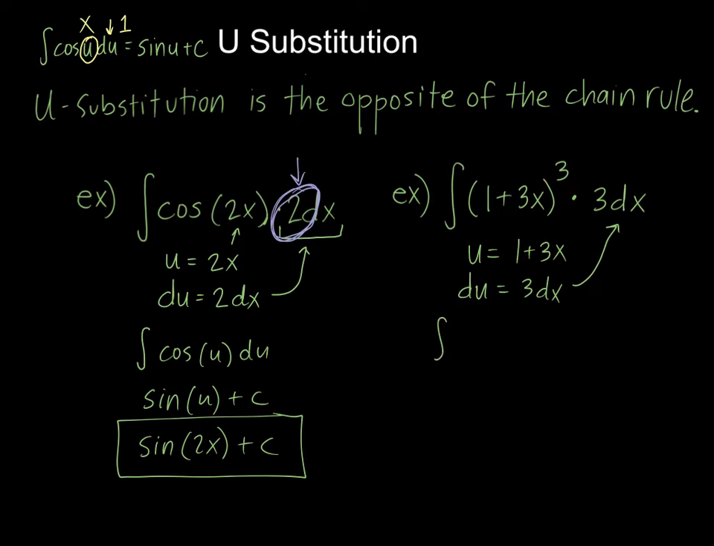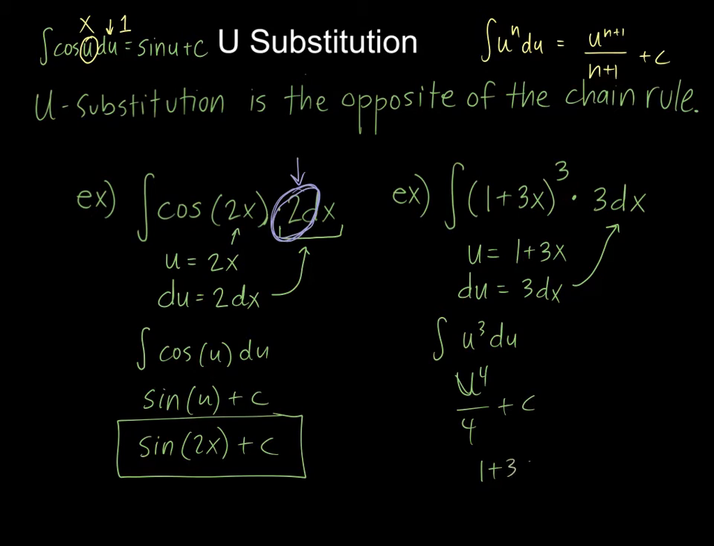So if I substitute, I have u to the third du. And my power rule for integration, the integral of u to the nth du, is equal to u to the n plus 1 over n plus 1 plus c. So the antiderivative of u cubed would be u to the 4th over 4 plus c. And now substitute back: (1 plus 3x) to the 4th over 4 plus c.